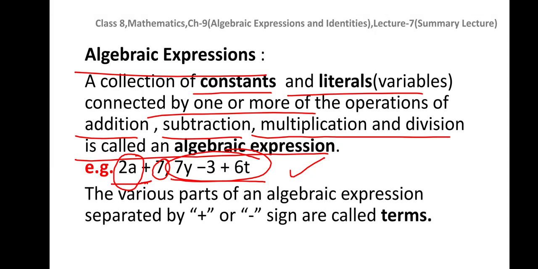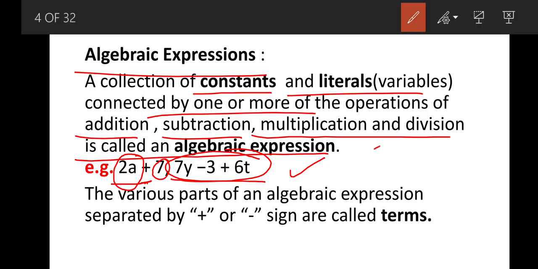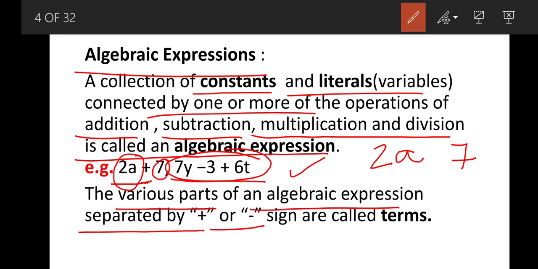Now, the various parts of algebraic expressions separated by plus or minus sign are called terms. If I talk about the above two expressions, in the first example, 2a is your one term, 7 is your another term. As it is written there, the various parts of the algebraic expression separated by plus or minus sign are called terms. In between plus sign is there, so 2a is your first term, 7 is your another term. Both these are separate terms. 7 is rather a constant term.